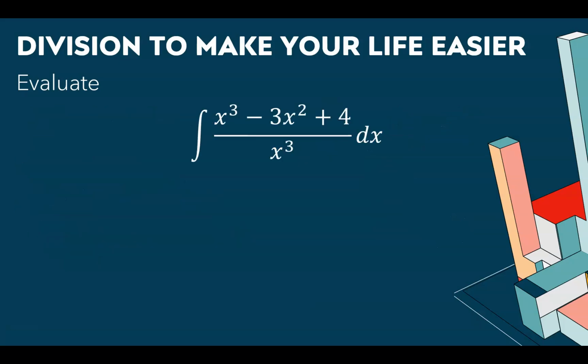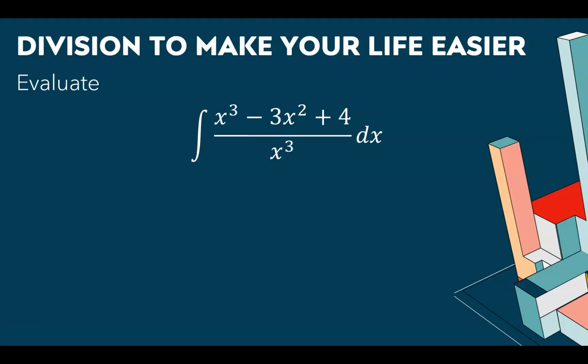Okay. All right, one last one. And again, we're going to divide. You see a quotient, you're like, hey, what do I do? And the answer is eventually you might have to do u substitution. But we're not there yet. So x cubed minus 3x squared plus 4 over x cubed, we can just divide.